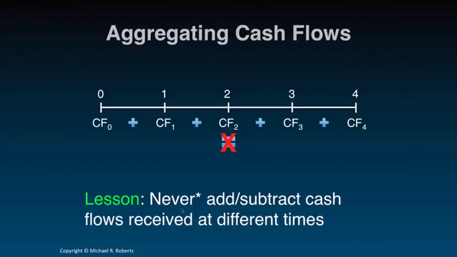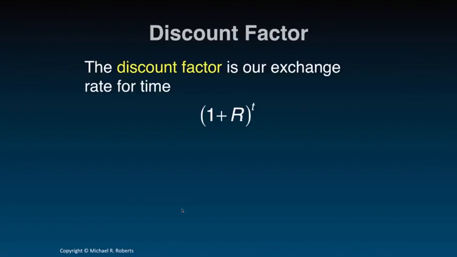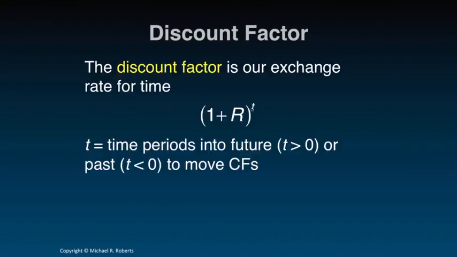And I say it multiple times because you'll do it, your friends will do it, people in finance do it all the time. But it's not a good thing to do, and you'll see why in just a moment. What we need is an exchange rate for time to convert to a common time unit, and that exchange rate is called a discount factor. Our discount factor is given by (1 + r)^t. T is just the number of time periods into the future, if t is greater than 0, or past, if t is less than 0, that we want to move the cash flows.